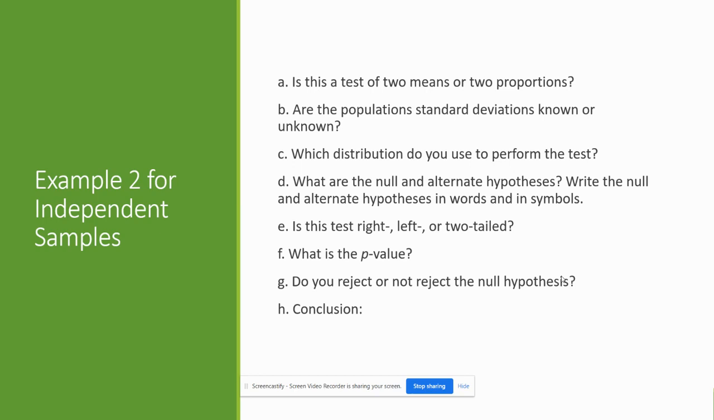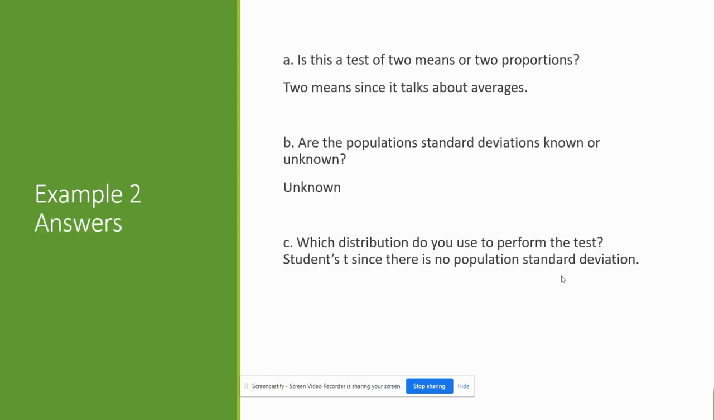So now we can do an independent two-mean t-test. I'm going to answer the same questions that we did before. So let's quickly go through part of them. Is this a test for two means or two proportions? It's two means since we're talking about averages, and I don't have anything about percentages or proportions. Are the population standard deviations known or unknown? They're unknown because I didn't mention them. They weren't anywhere in there. All I really had was raw data for two different samples. And which distribution am I going to use to perform the test? I'm going to use the student t since there's no population standard deviation.